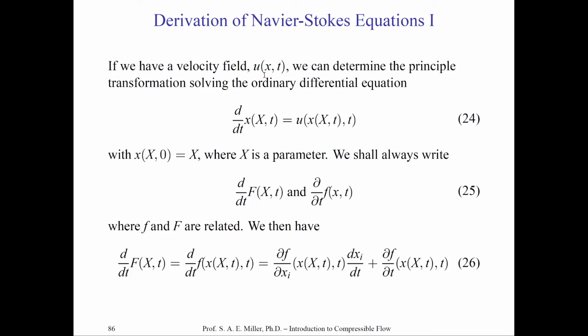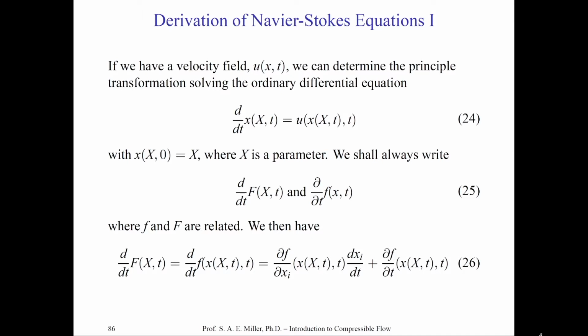Now we'll try and determine the principal transformation for solving the ordinary differential equation. So from equation 23 of the previous slide of this slide deck, we might write the ordinary derivative with respect to time of x of X, t equals u of x of X, t with t, as we wrote in 23. Now remember, x with the large X at time 0 will be equal to X, of course, by definition. Here, X is our particular parameter, and we can therefore always write, like 25, implied by 24 and 23, the ordinary derivative of some function f of x, t and partial t of f of x, t.